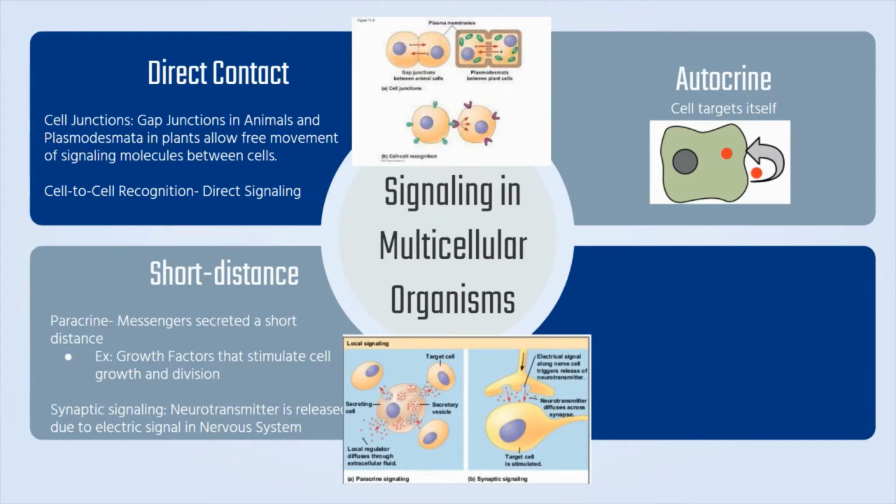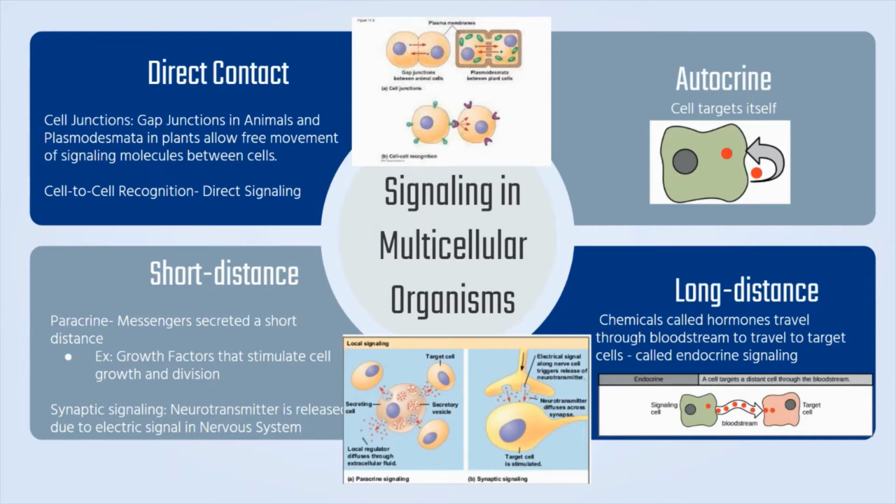Signaling can also occur through short distances. One example is paracrine signaling, and this is when messengers are secreted a short distance. An example of this could be growth factors that stimulate cell growth and division. Another type of short distance signaling is synaptic signaling, which is found in the nervous system, and it is where neurotransmitters are released due to electric signals.